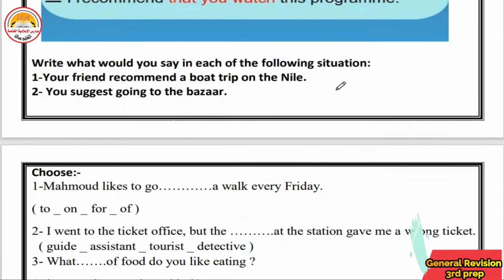Write what you would say in each of the following situations. For example, number 1, your friend recommends a boat trip on the Nile. What would you say to him? Hamdi? It's a good idea.